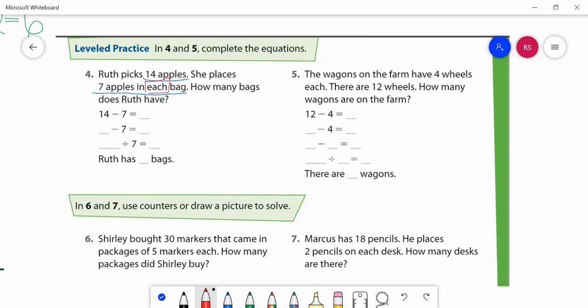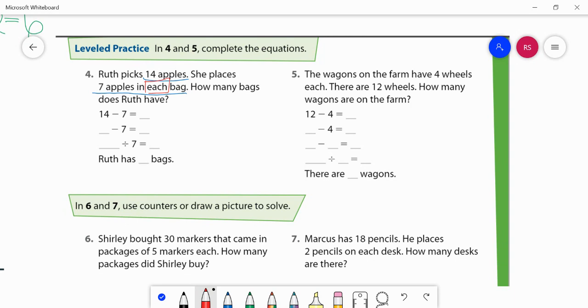So my question for you is, do we have a total number of apples here? Thumbs up or thumbs down? I should see some thumbs up. We do have a total number of apples. We have 14 total apples. It says it in the problem. So when we have a total and you see the word each, we are going to be dividing.